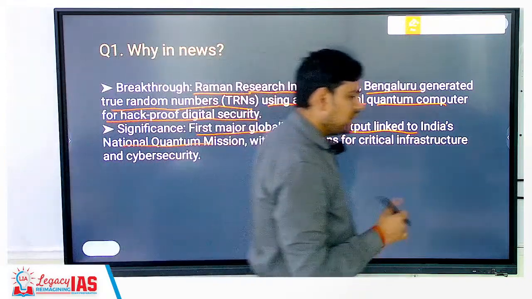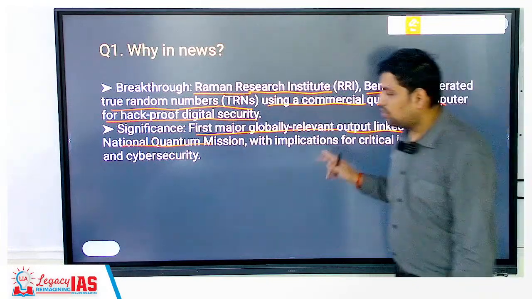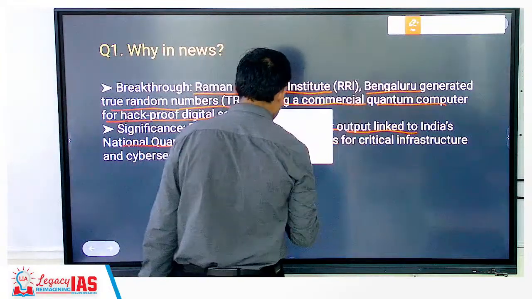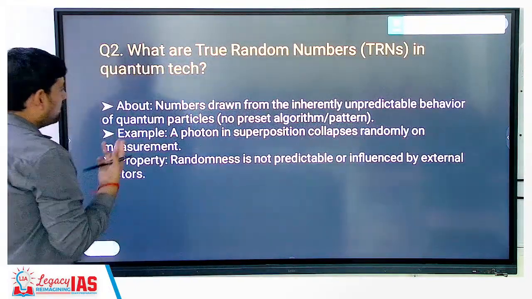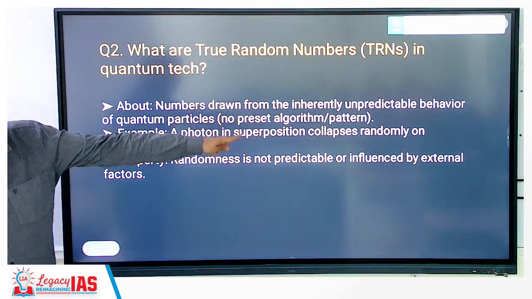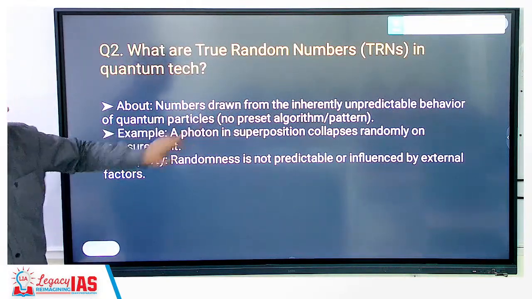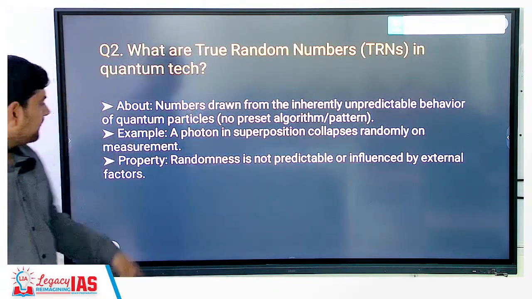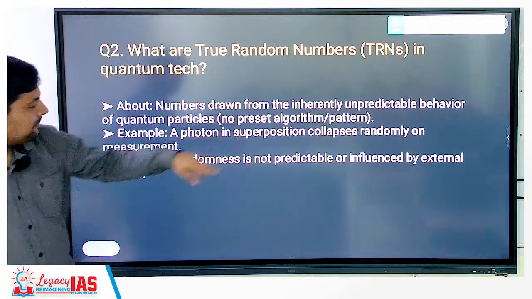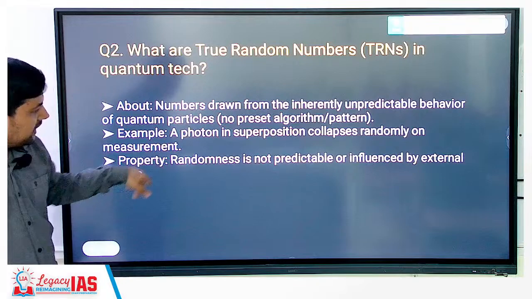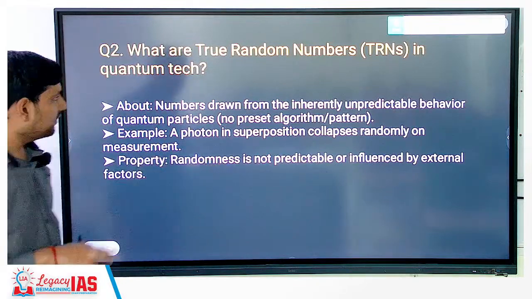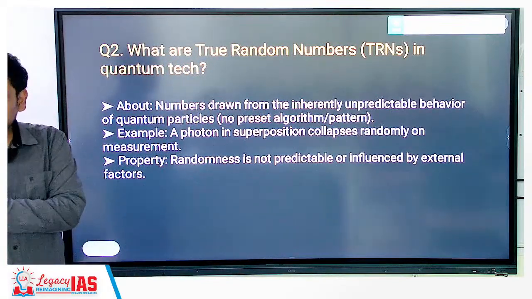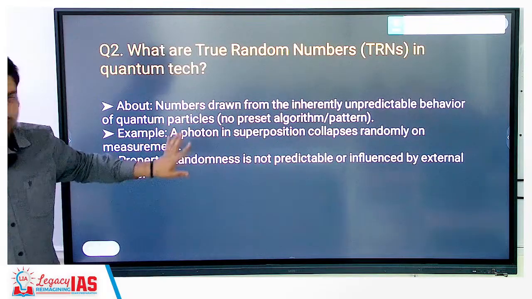Basically here what you need to understand is only what are true random numbers and what are pseudo random numbers. So what are true random numbers? Numbers drawn from the inherently unpredictable behavior of quantum particles. No preset algorithm or pattern. That's it. Now an example: a photon in superposition collapses randomly on measurement. The property is that the randomness is not predictable or influenced. You will understand it better when you study quantum technologies. For now it is fine.